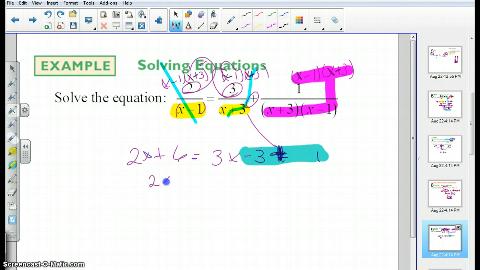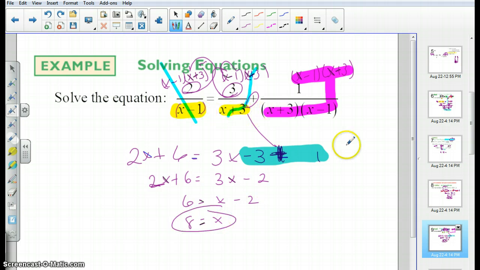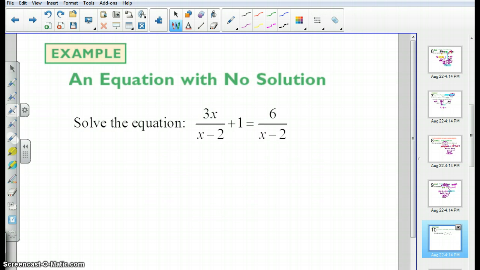So, I'm left with 2x plus 6 is equal to 3x minus 2. I'll subtract off the smaller, 2x, add 2, and x will equal 8. Again, that doesn't cause me to divide by 0, so I'll assume that that's the correct answer.